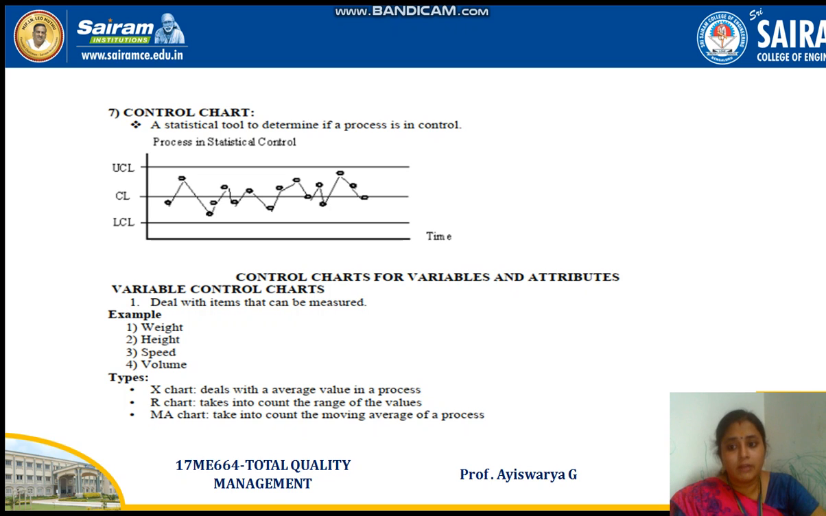In that they will make a chart with respect to the product and the number of people using it, or with respect to time, and how much it has reached the upper control limit or lower control limit will be taken into consideration. This itself says whether our product is within the controlled limit, or crossing it, or falling below it. This will be noted here. For example, weight, height, speed, and volume will be used for making the X chart. The X chart deals with the average value in the process.